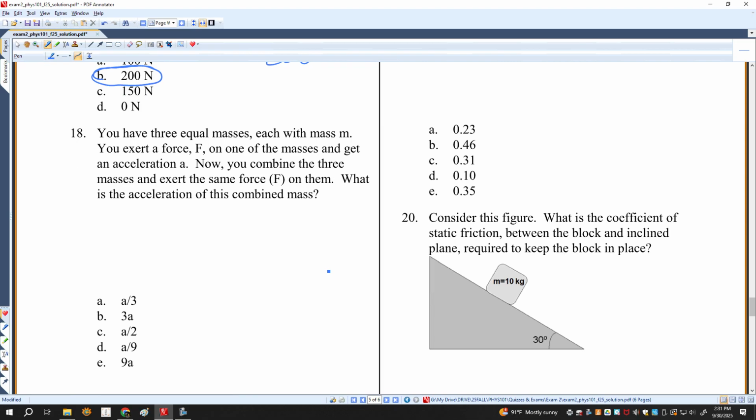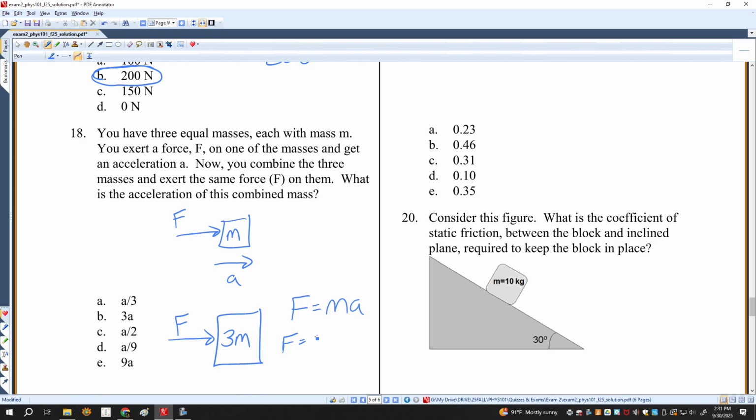You have three equal masses with mass m. Exert a force on one of the masses and get acceleration of a. Now combine the three masses and exert the same force. So if I exert a force on mass m, I'll cause acceleration a. What if I exert the same force now on a mass that's 3m? Well, F equals ma, or F equals 3m a, because I'm now tripling the size of that mass.